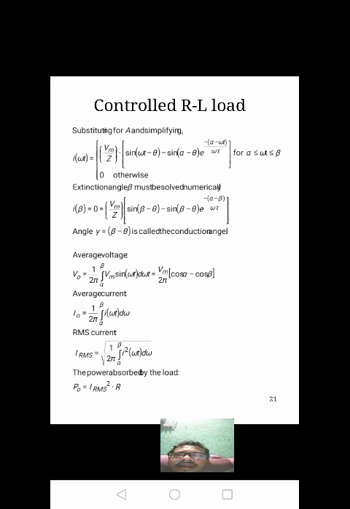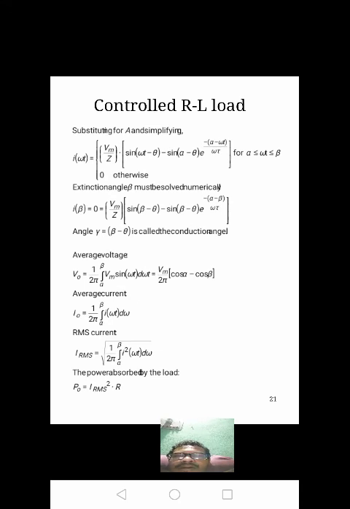Substituting for A and simplifying, i of omega t is equal to Vm by Z into sin of omega t minus theta minus sin alpha minus theta into e power minus omega t minus alpha by omega tau, for omega t in between alpha and beta, otherwise the current value is 0. The extinction angle beta must be solved numerically. i of beta is equal to 0, which is equal to Vm by Z into sin beta minus theta minus sin alpha minus theta into e to the power of minus of beta minus alpha divided by omega tau.